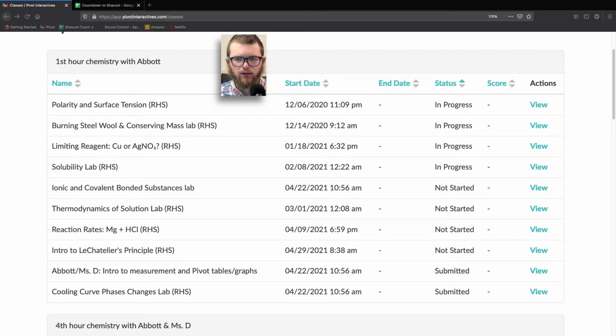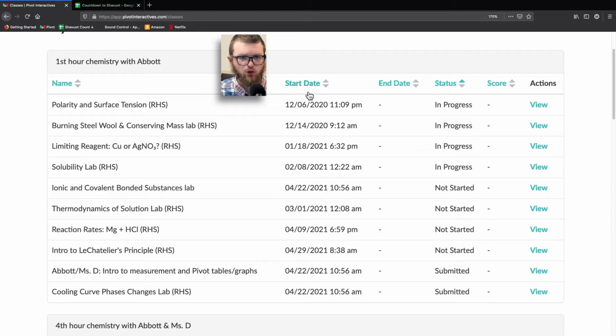It's come to my attention that on the student view, these labs are all out of order in a goofy sort of way. I don't usually see it in student view, so I didn't know that until really late in the game, that is, yesterday. So if you want to sort these better, you see how there's name, start date, end date, status, score, actions. You can sort the labs by any one of these.